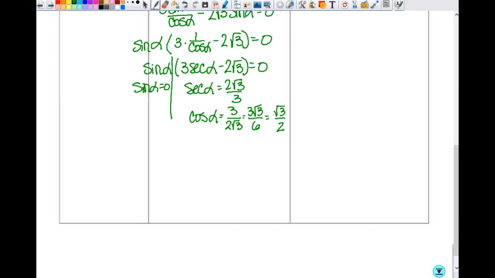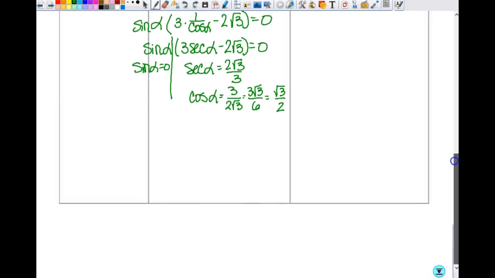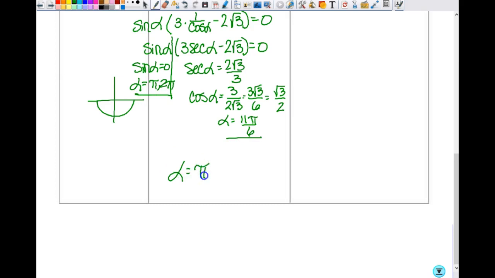I go look at my interval, which is going from pi to 2 pi. So using this part of the circle. So for this, when is sine 0? Pi and 2 pi. And when is cosine square root of 3 over 2? 11 pi over 6. That's because it's going to be in the fourth quadrant only, so I get 11 pi over 6. So these are my two sets of answers. So alpha is equal to pi, 11 pi over 6, and 2 pi.